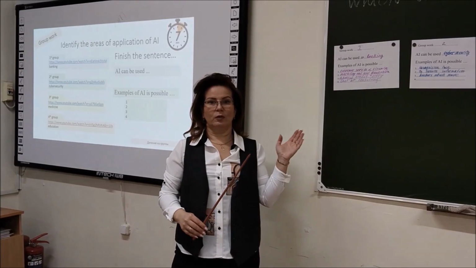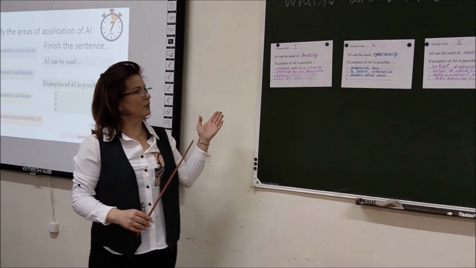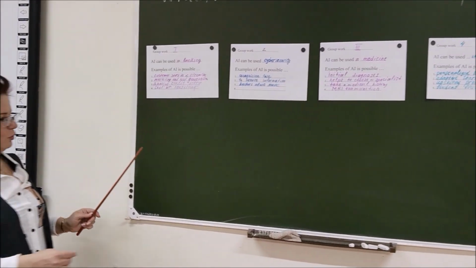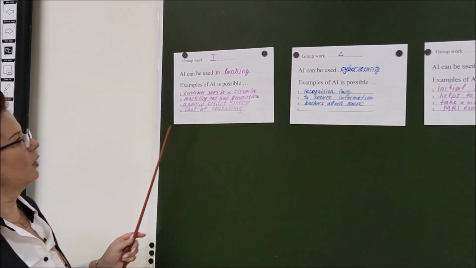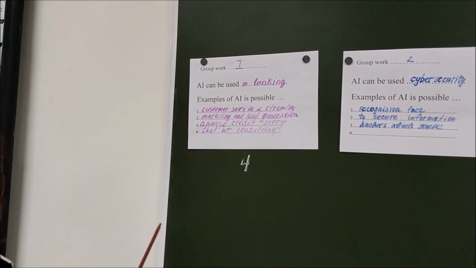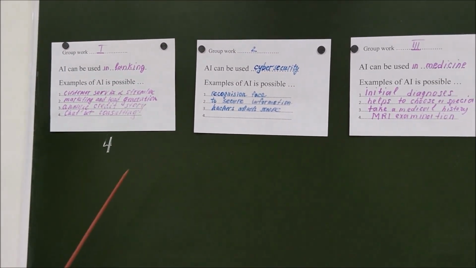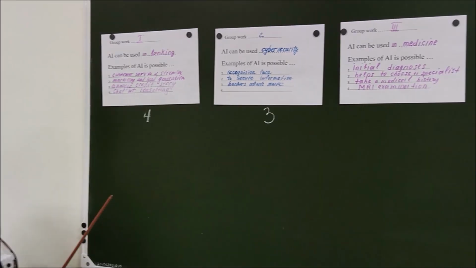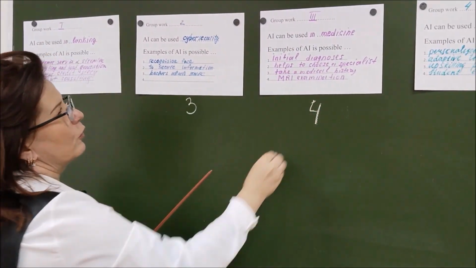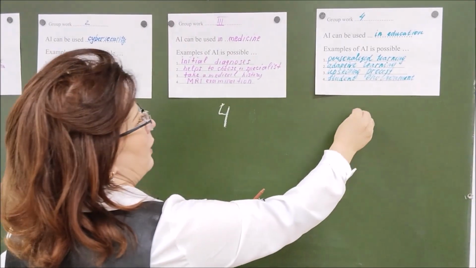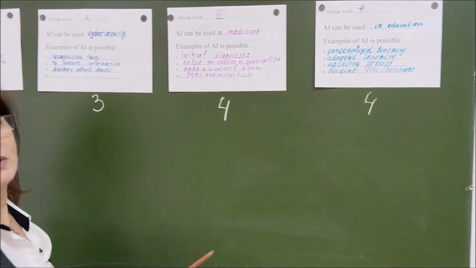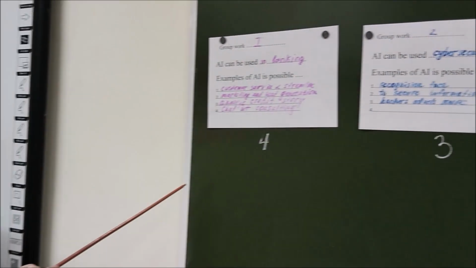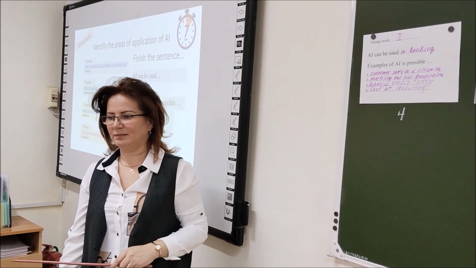The result of our group's work you can see at the blackboard. Here you can see the first group. There are 4 arguments. That is why 4 coins. Here just 3 arguments. This is a 3 mark. 4 for the group in medicine and for education, 4 points. This part of our lesson, group work, is over.